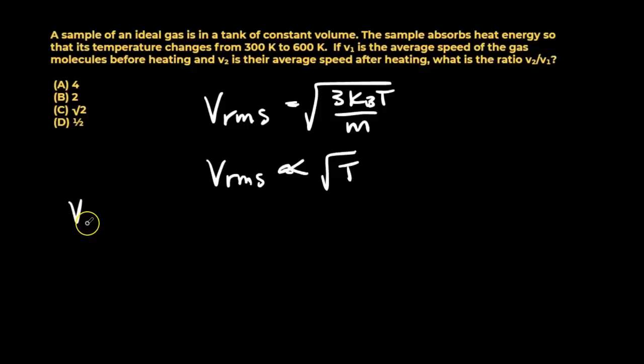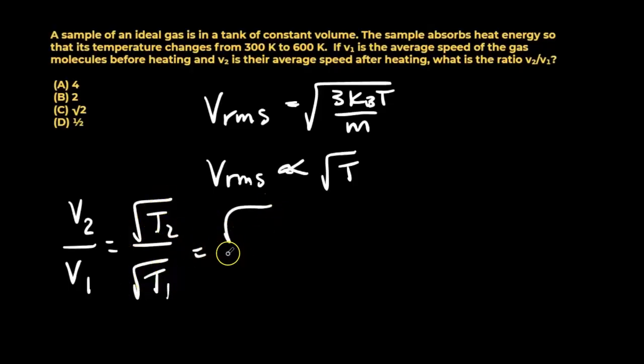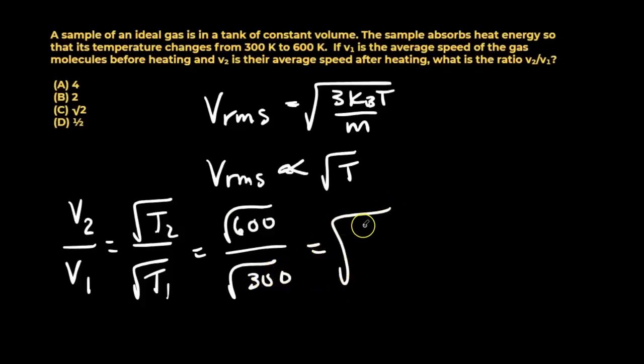Now we're comparing the average speed at V2 to V1. V2 is the final speed, V1 is the initial speed, and we know that the velocity is proportional to the square root of the temperature. And we're going to substitute the final temperature for T2, which is 600. T1 is the initial temperature, which is 300. So 600 divided by 300, we get 2, and the square root of 2. So the answer is going to be C.